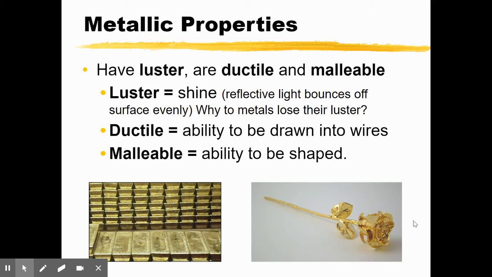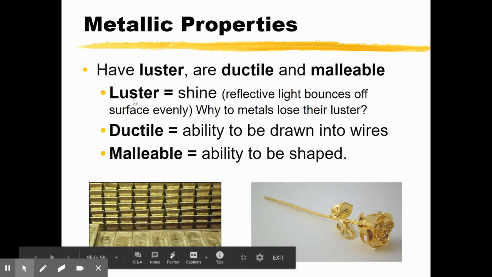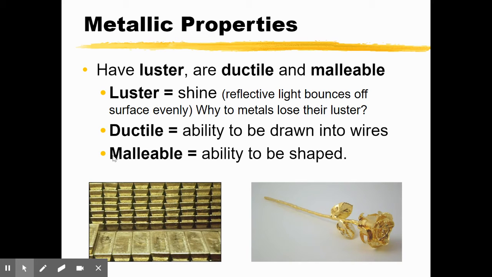All right, so metallic properties, the key ones are that they have luster, so that means they're shiny. They're ductile, so they're able to be drawn into wires. And they're malleable, so you can shape them as well. These are really key properties because if they didn't have these three properties, the metal industry would lose quite a bit of money.